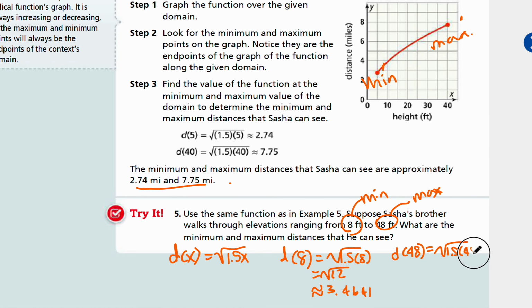All right, so that was example 5 and try number 5. Let's look at the concept summary and summarize our lesson. Use transformations to graph radical functions. We can understand how the values of radical function transform the graph of the parent function. So from the parent function, we have the parameters a, h, and k that will vertically stretch or compress, or horizontally translate or vertically translate your graph of the parent function.